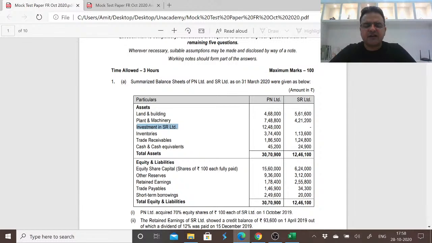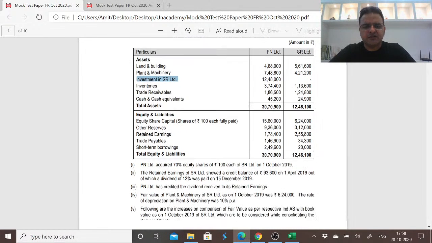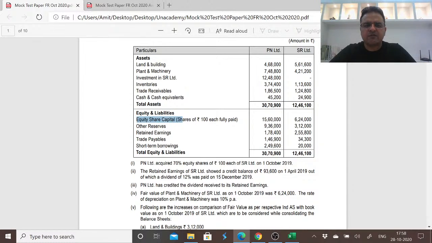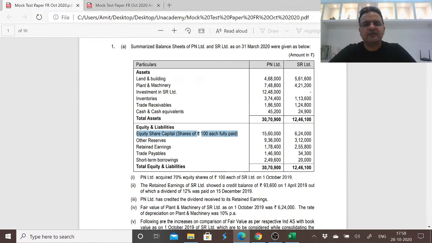This investment in subsidiary will get replaced with goodwill, or may not even appear if it is bargain purchase goodwill. Inventories will appear as P plus S, along with trade receivables and cash and cash equivalent. On the equity and liability side, it will be equity share capital of parent only, since equity share capital of subsidiary gets cancelled with the investment in SR Limited, and any differential amount is the goodwill which is presented. Other reserves, this 312 got cancelled with the investment in SR Limited, and only 936,000 will be included as part of the consolidated balance sheet.